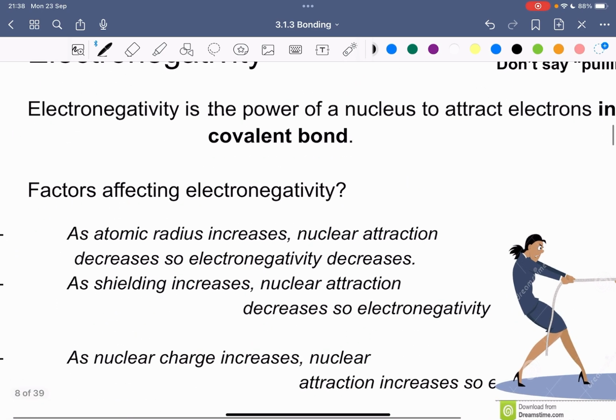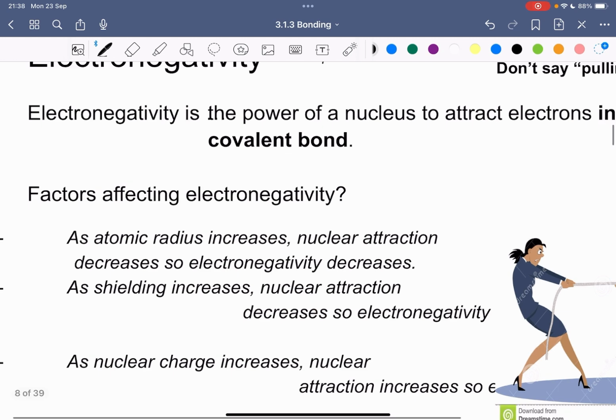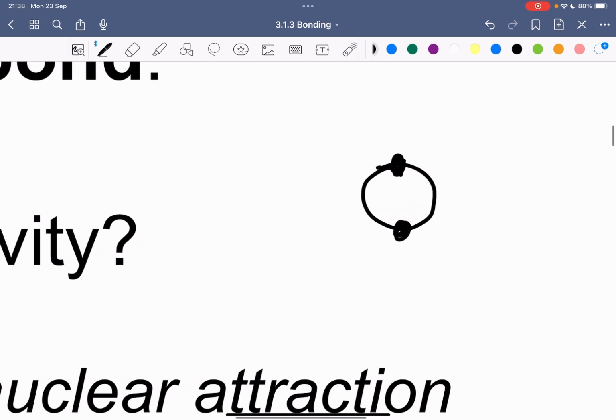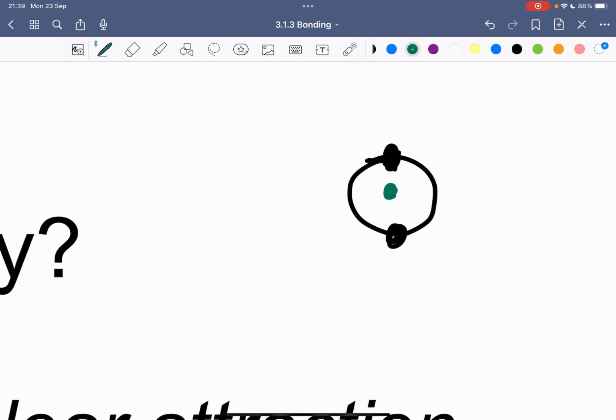Well, firstly, as the atomic radius increases, the nuclear attraction decreases, so electronegativity decreases. If you think about it, let's say I have an atom here. Now, here I'm just going to draw the nucleus in the middle, and let's say I want to attract a covalent bond, right? Like this. Well, actually, this doesn't make any sense. Okay, like this, right?